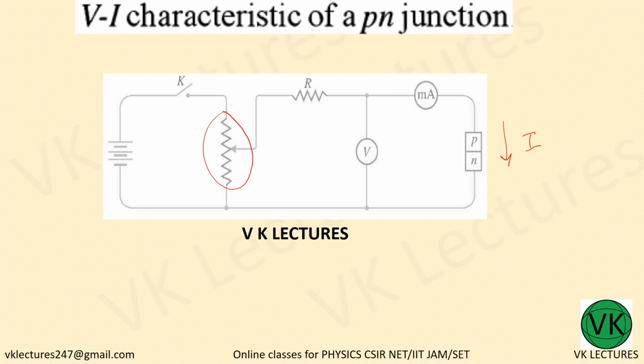Okay, now the varied voltage you can see here, and this is in forward characteristics. That is why we are using milliampere. Forward characteristics means majority carriers will be in electrons.